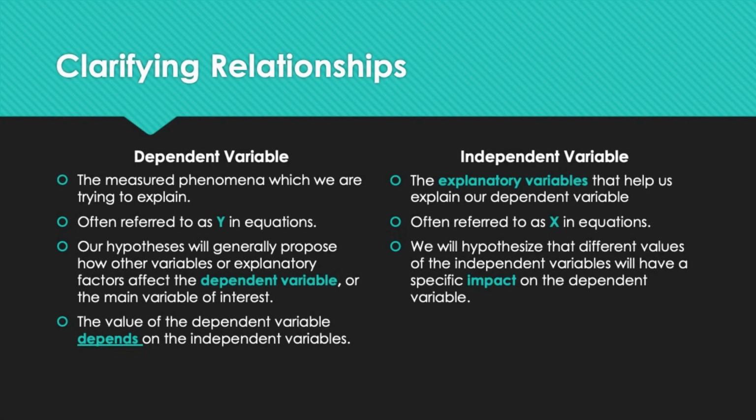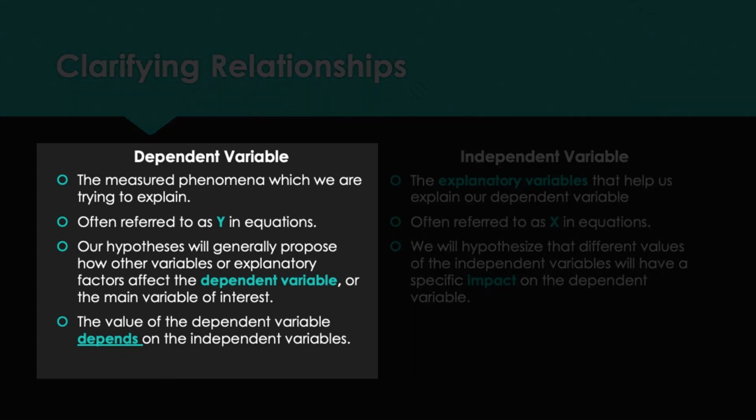So once you've got a few potential explanations locked down for your research paper, it's time to make sure you understand which one is the dependent variable and which one is the independent variable. And we've been using these terms for about 2 weeks now, so you should start feeling a little bit more comfortable with the usage of these terms. So just for a quick recap, remember, the dependent variable is the measured phenomenon which we are trying to explain.